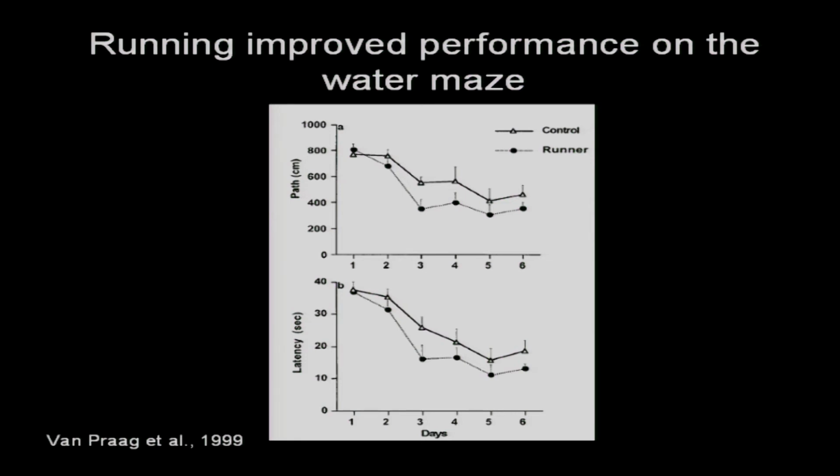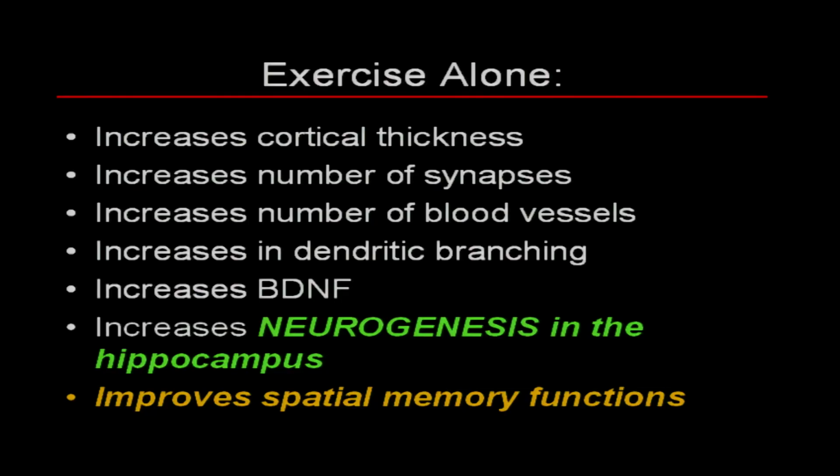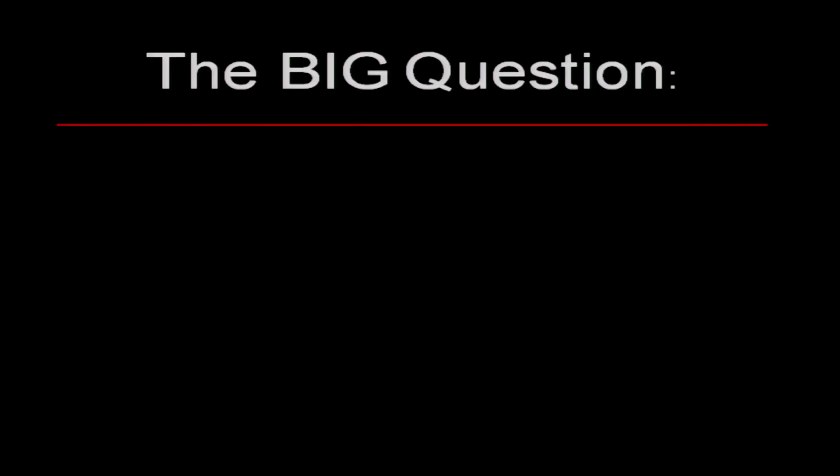Who's doing better? The runner or the control? Here we see in both path length and in latency, the runners are doing significantly better than the controls on this task. So this is one of a number of studies that have shown that running alone can enhance certain hippocampal functions, can make, in this case, the rat's spatial memory better. So we have this list of all these things it does: exercise alone increases neurogenesis in the hippocampus, and it improves spatial memory function.